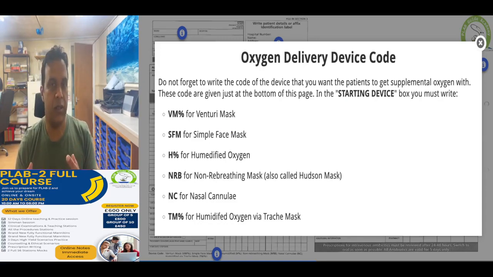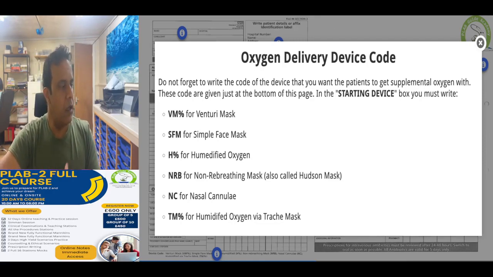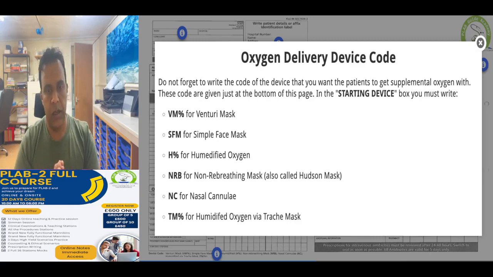If you are giving the oxygen through the venturi mask, it is important that you write in the instructions the VM% instead of writing venturi mask. That's a long word, it will save your time as well. Then simple face mask, you can write SFM, and H% is a humidified oxygen. Non-rebreathe mask is NRB, nasal cannula.